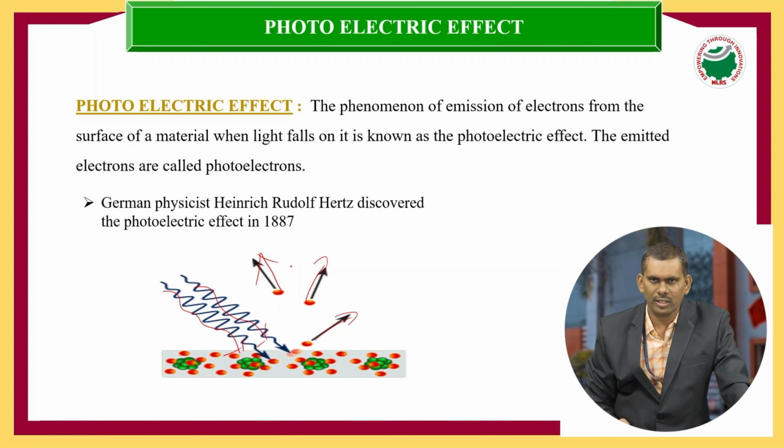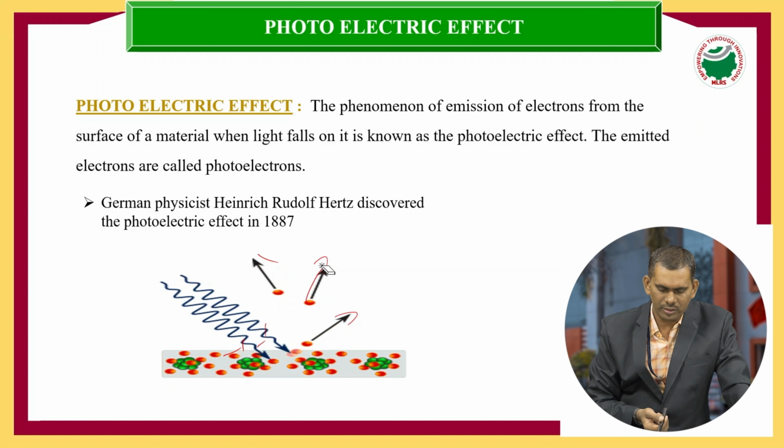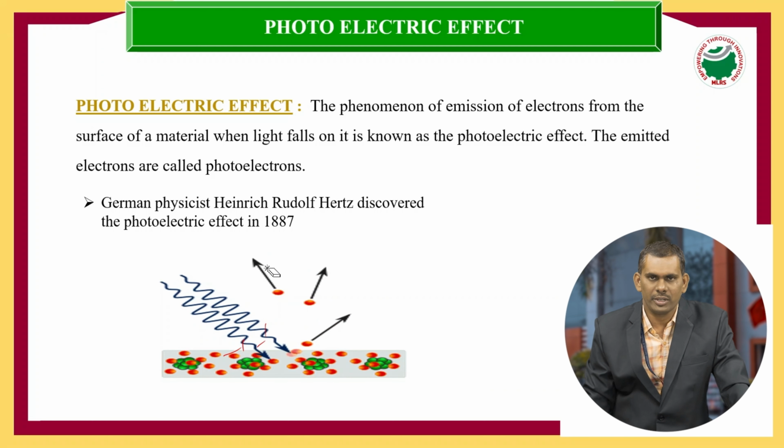These ejected electrons cause current generation in the photoelectric effect. This generated current we call photocurrent. So this is the basic phenomenon working behind this photoelectric effect experiment.